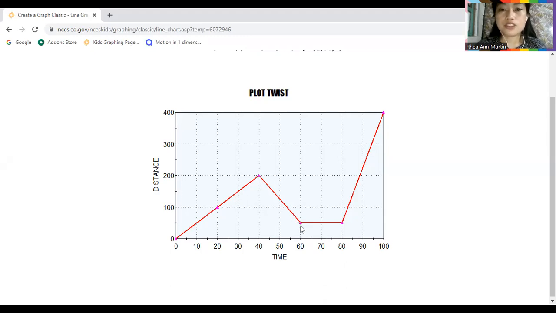And the fifth question, what can you describe in the line between seconds to 80 seconds? That is horizontal line, and it is what? The object is at the rest. Okay? Let's continue.